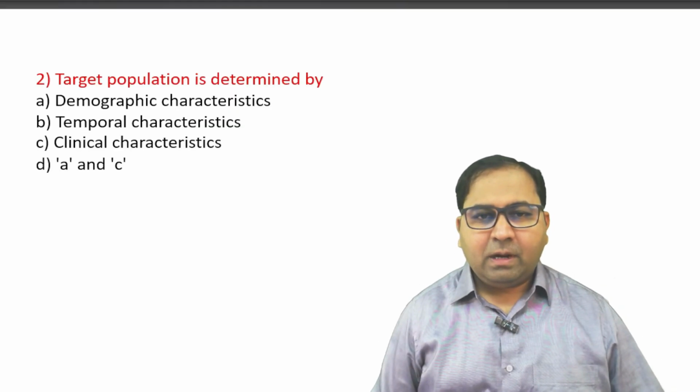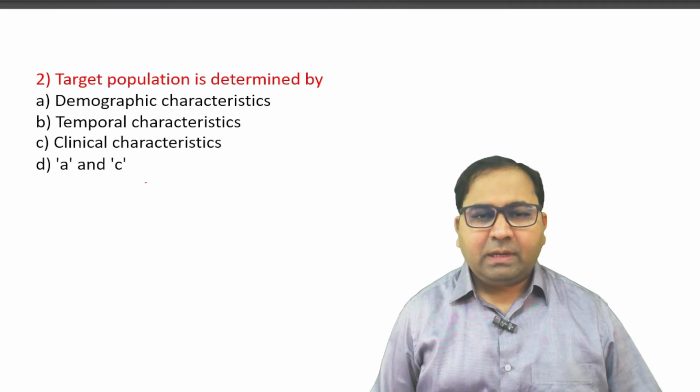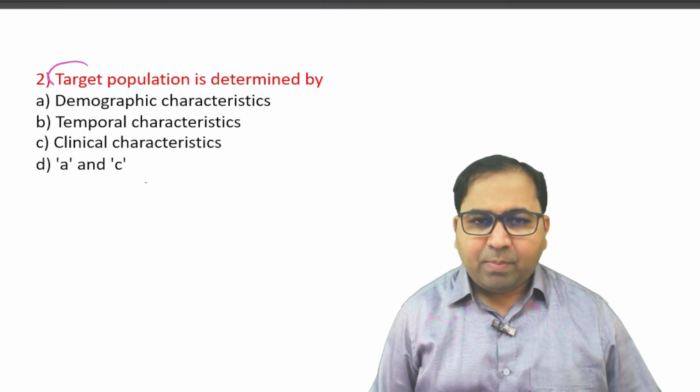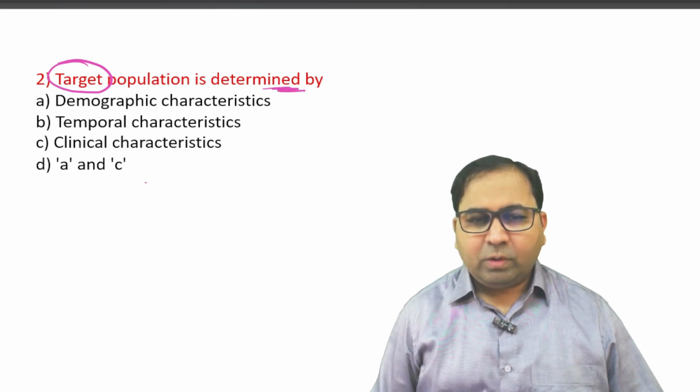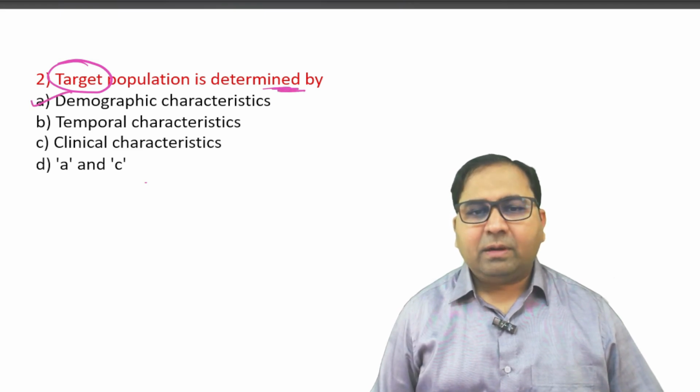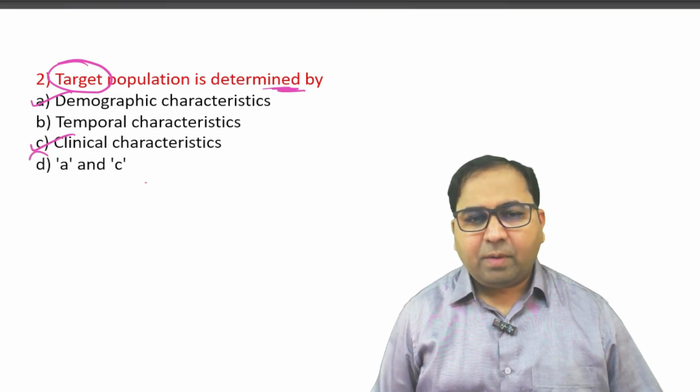Now the second question, target population is determined by what? Options are A, demographic characteristics, B, temporal characteristics, C, clinical characteristics, or D, both A and C. Both A and C. So what is the answer for this question? The target population is determined by both A, demographic characteristics, and C, clinical characteristics. So therefore option number D is the answer for our question.